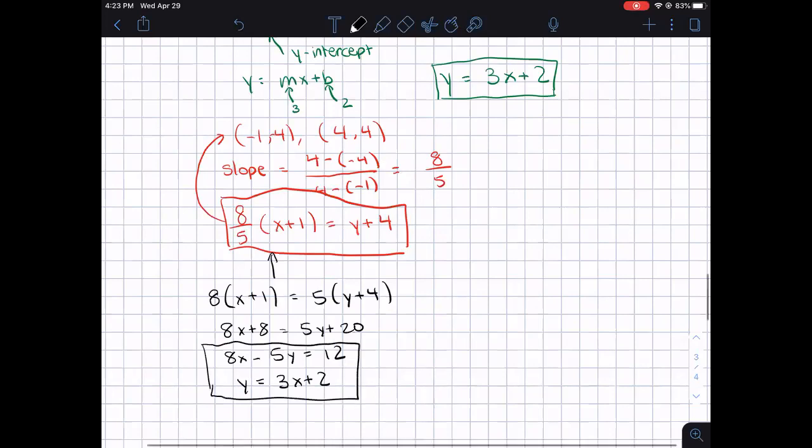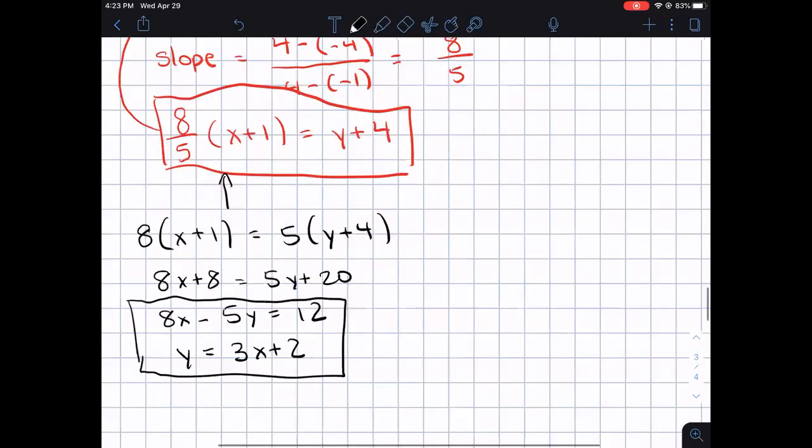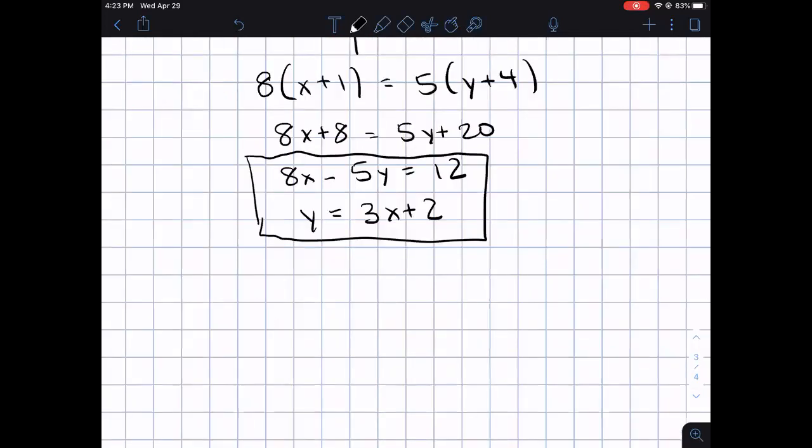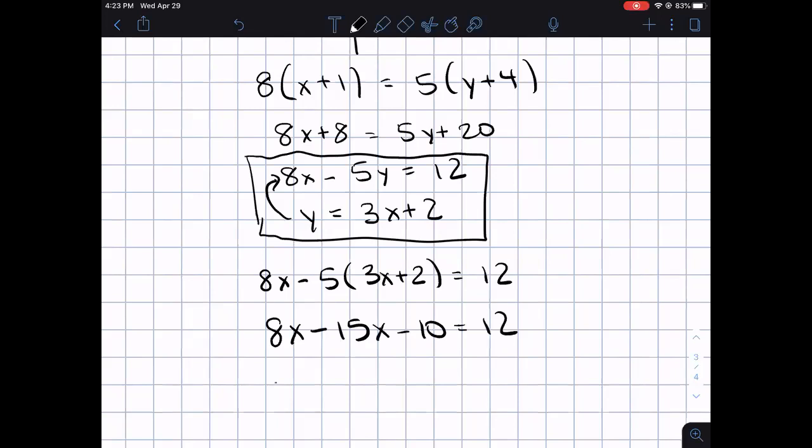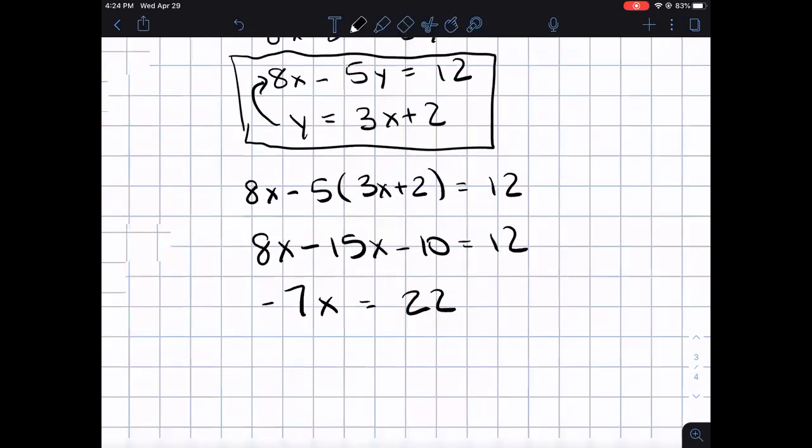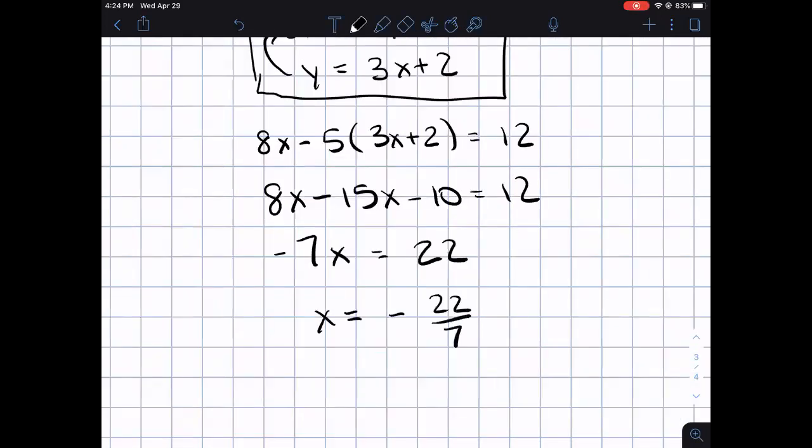We have these two equations and we want to find x, y such that they work. So notice that the second one writes y in terms of x. So we can plug that into the first one. So 8x minus 5 times (3x plus 2) is equal to 12. And 8x minus 15x minus 10 is 12. So negative 7x is equal to 22. So x equals negative 22 over 7.